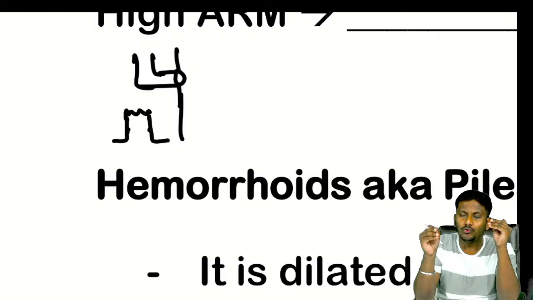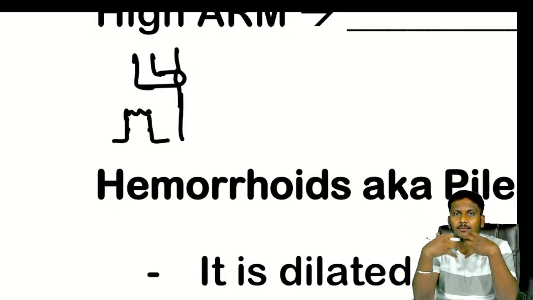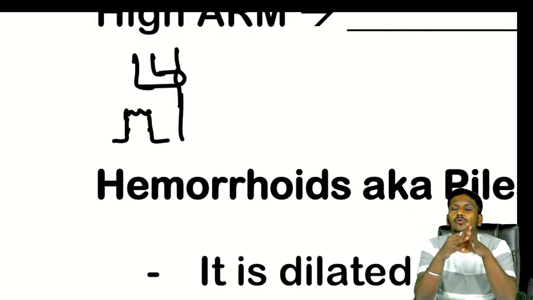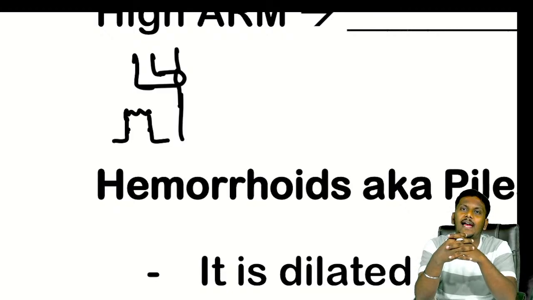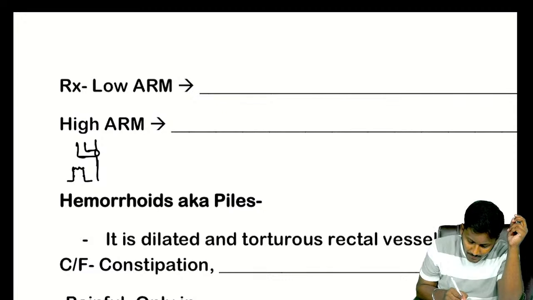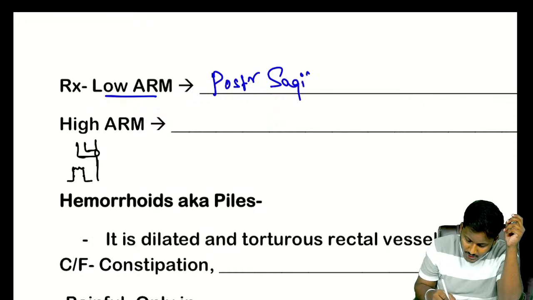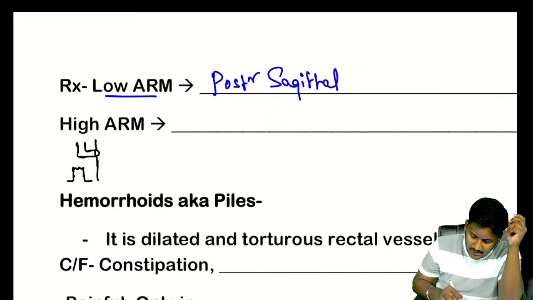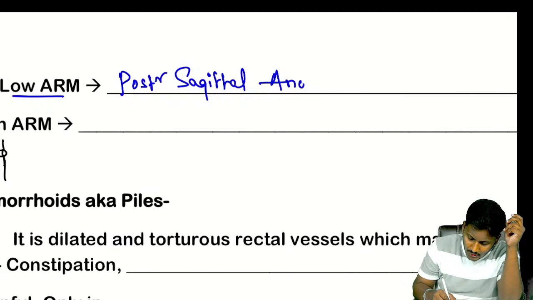So for the first few days, till the anal canal or the rectum is growing, we have to do a colostomy in the baby with a high anorectal malformation. Clear? So in a low anorectal malformation, we can directly go for surgery. And that surgery, as I told you, is known as a posterior sagittal anorectoplasty.